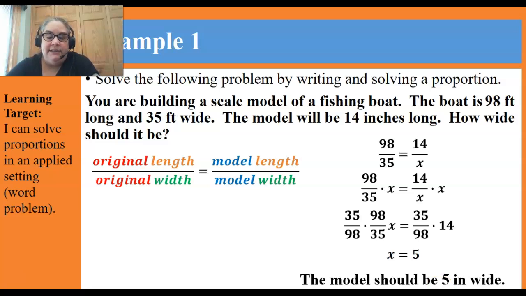So make sure on a test or a quiz that you are including the appropriate labels. I think I've said when writing and solving these applied problems, it's all about the label. Okay, let's take a look at our next example.